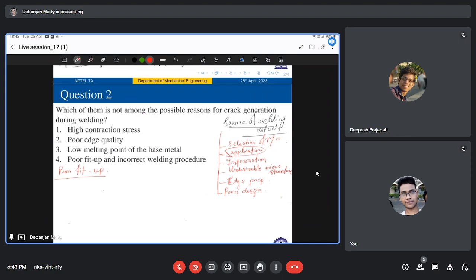So when you do the welding, it will not give you the optimum properties, and that may lead to many kinds of defects, like there may be lack of fusion or improper fit-up or improper edge preparation, and then you can have this cracking.